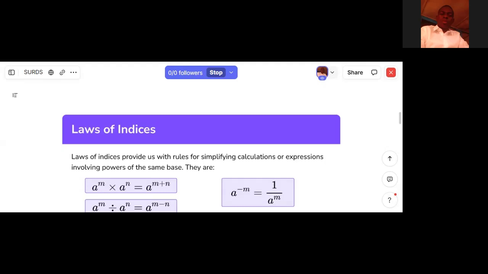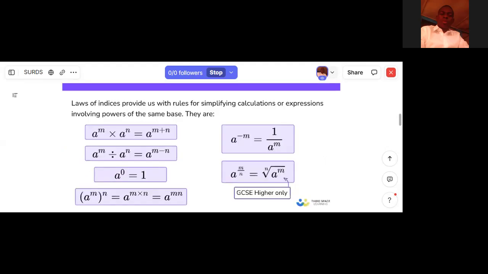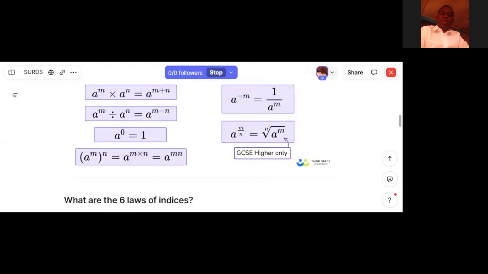We move straight to indices, laws of indices. The laws of indices provide us with rules for simplifying calculations or expressions involving powers of the same base. On your screen, we see the fundamental laws of indices, six of them shown here. We have the multiplication law, the division law, the power of zero law, and the indices with brackets.